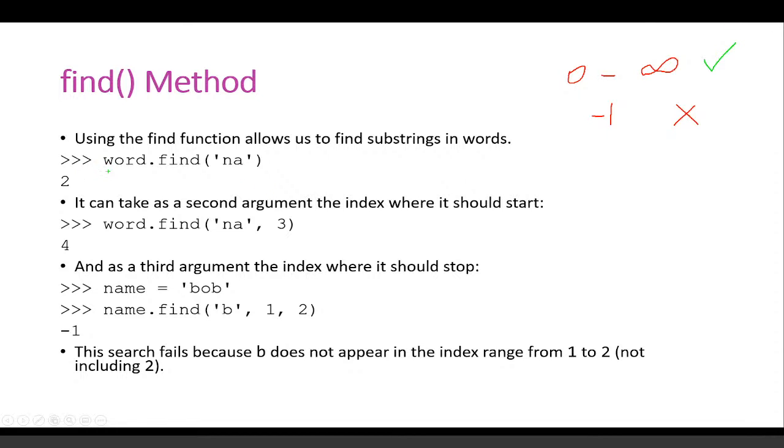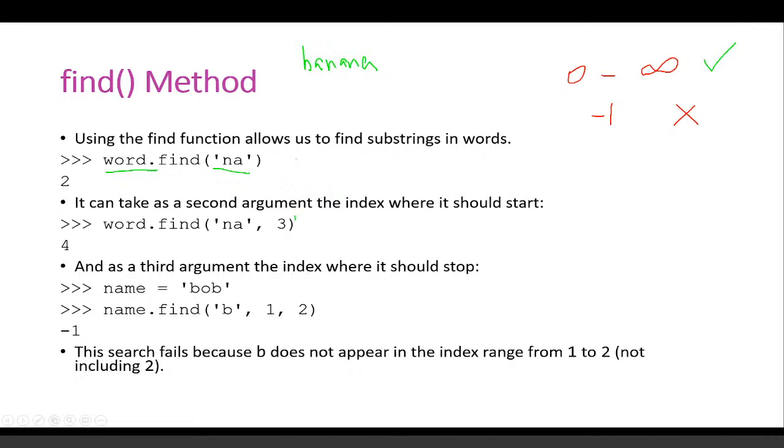In this case, we're taking our word variable, with a string inside, and we're using it to find the substring NA. So, for example, if our word is banana, and we execute word.find NA, it's going to find the first instance of NA and give you the starting index location of that, which we see here is 2. That's 0, 1, 2.